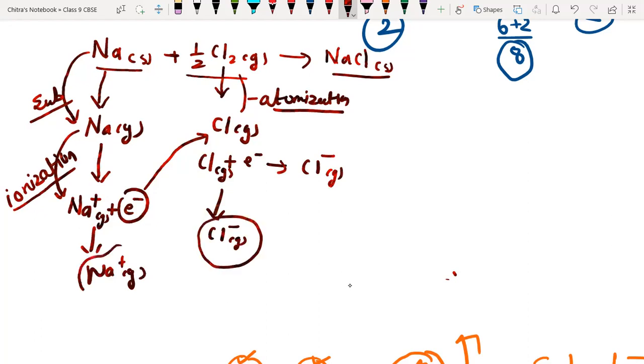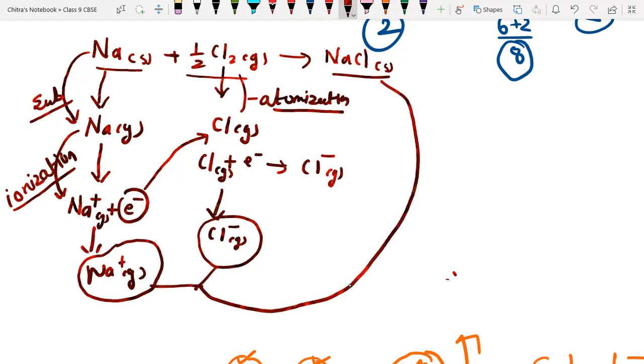If they are in gaseous form, definitely they are going to attract each other, because we know opposite charges attract each other and same charges repel each other, right? So here we have sodium positive and chlorine negative ion, so they will combine and form sodium chloride. This is nothing but the way sodium chloride is formed. It is explained by Born and Haber, that's why it is called the Born-Haber cycle. Now understood?